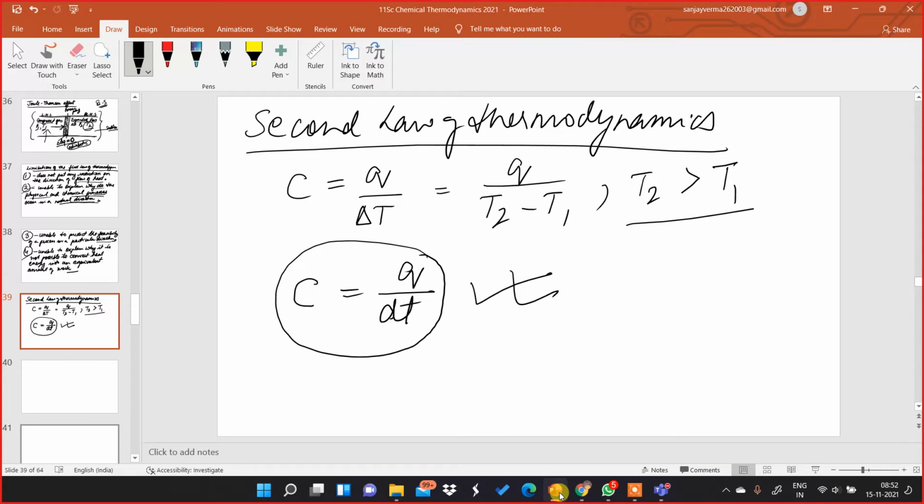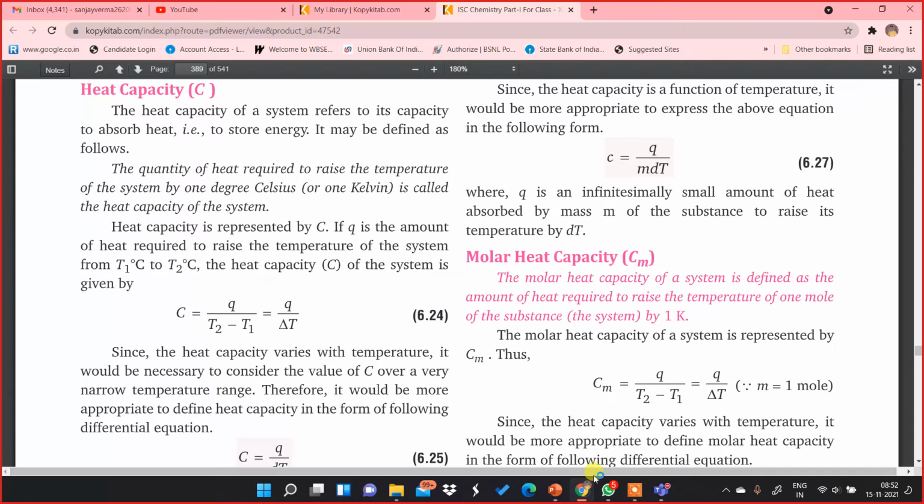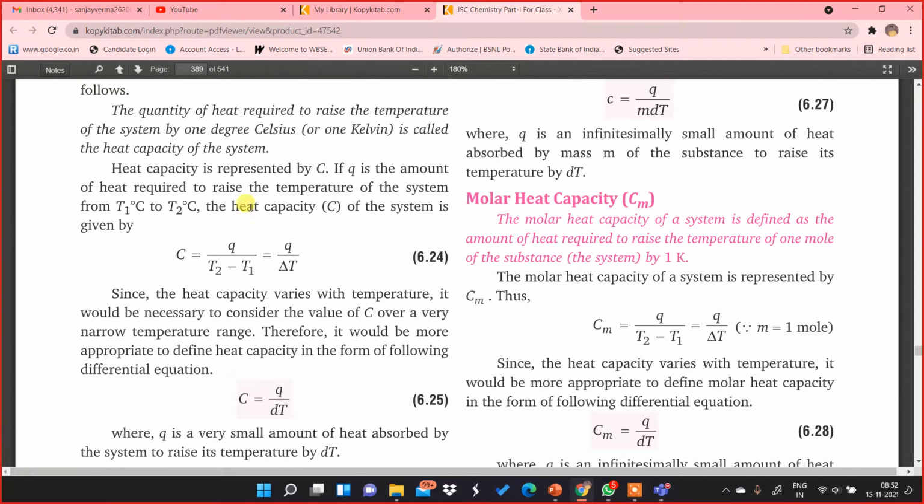And I have told you already, the definition of heat capacity is the quantity of heat required to raise the temperature of a substance or a system by 1 degree Celsius. That is called heat capacity. That is not 1 gram. It is the heat required to raise the temperature of a system by 1 degree Celsius.